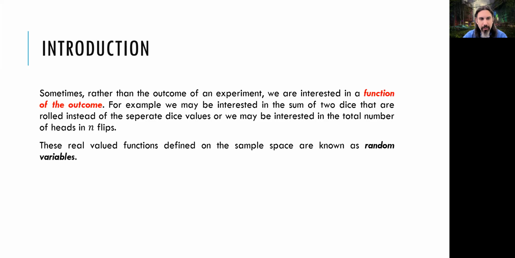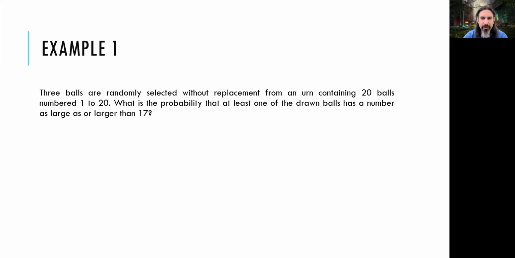So, for example, 3 balls are randomly selected without replacement from an urn containing 20 balls, numbered 1 to 20. What's the probability that at least one of the drawn balls has a number as large as or larger than 17? Here, we're going to define a random variable x, and we're going to say that x is the largest number drawn, because the question is talking about drawing numbers from 1 to 20, and it's talking about the largest number anyway. So we will draw 3 balls without replacement.